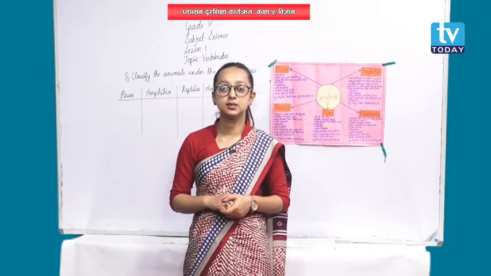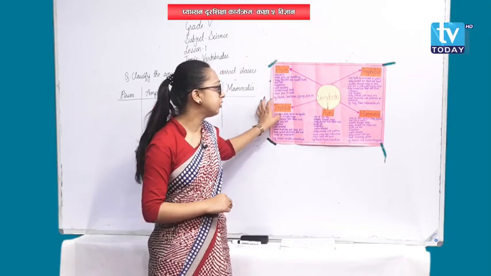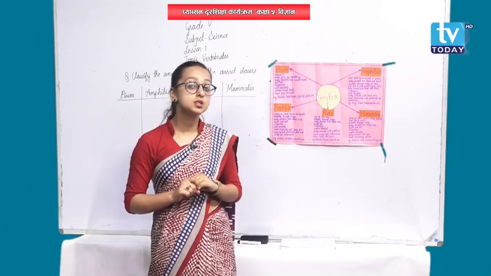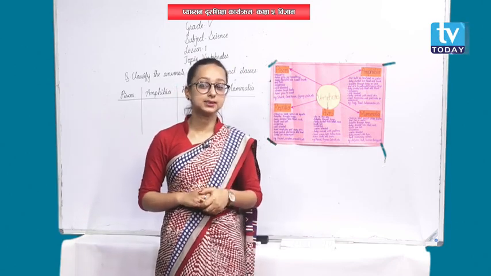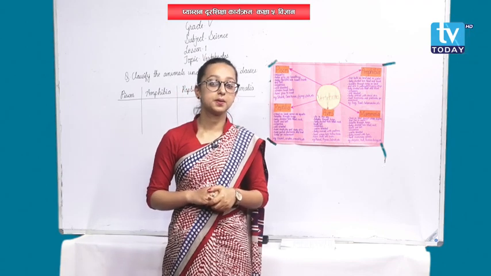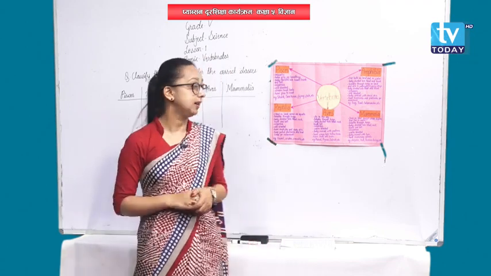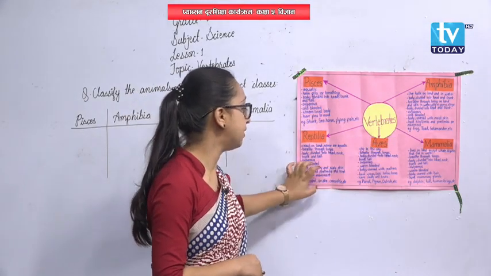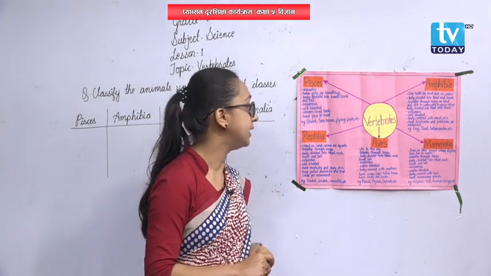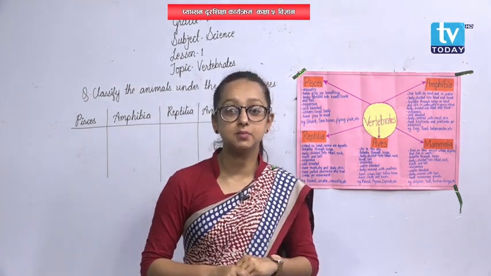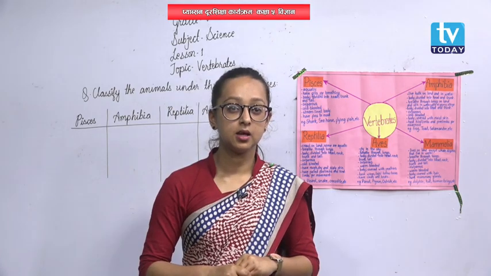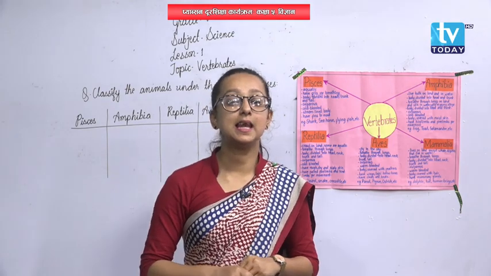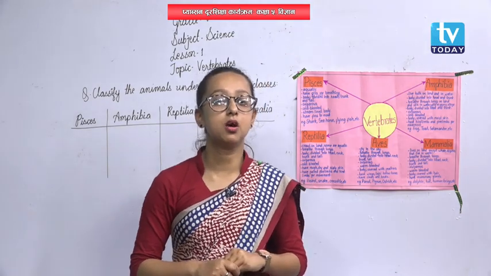Are you getting me? Okay, we have already discussed 3 classes. Among them, what point did you find common in all of these 3 classes? Can you say? Well, let me tell you. Here, Pisces, Amphibia and Reptilia, 3 of them are oviparous animals. All the animals of those classes lay eggs to give birth to their young ones.